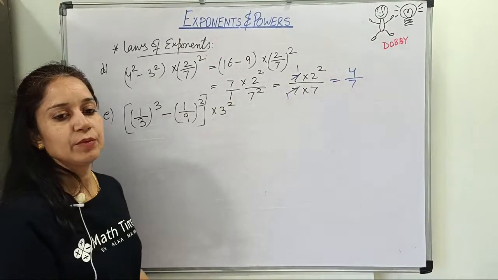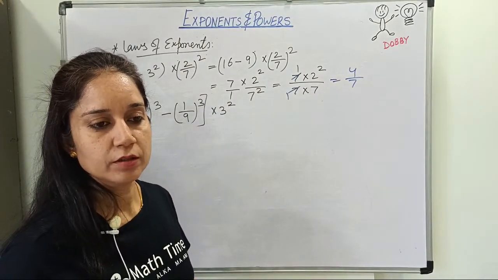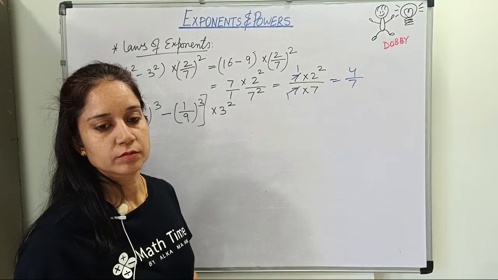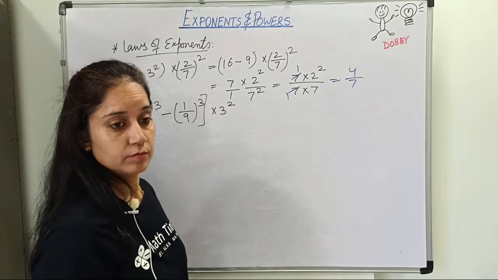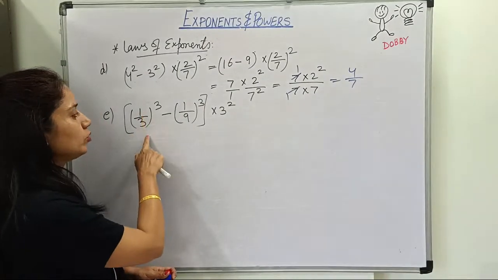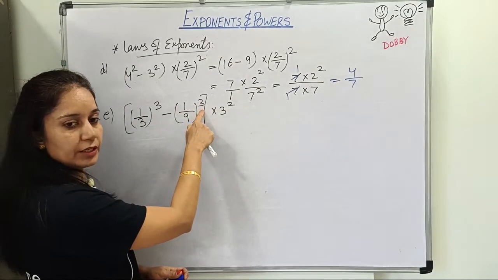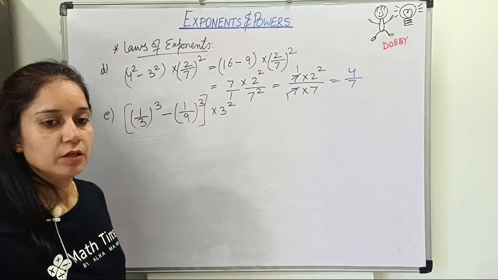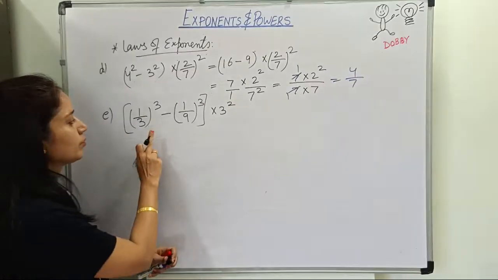1 upon 9 can be turned as... Can you repeat, ma'am? Kshitij, what to repeat? Which question are you asking me? The question is 1 upon 3 raised to the power 3, 1 upon 9 raised to the power 3, it is in minus, entire bracket, multiply by 3 raised to the power 2. Okay, this question only. Fine. We are doing this question.